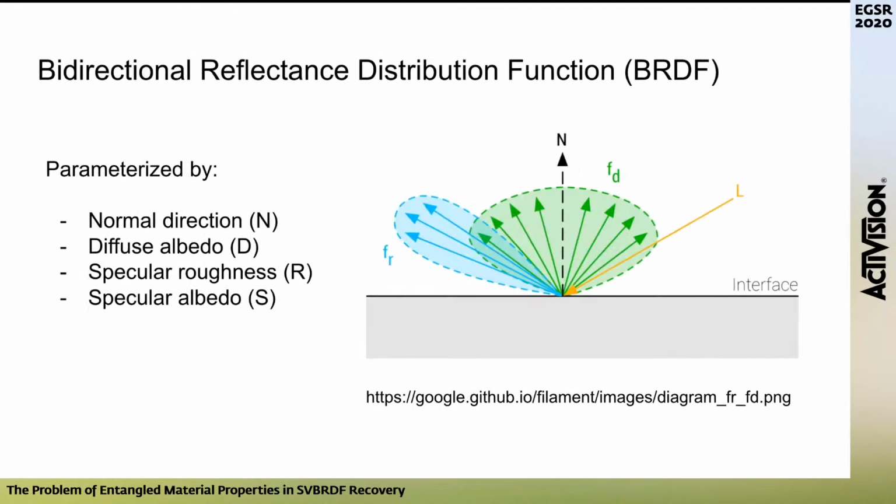The appearance of an object depends on the view, light source, and the way in which light gets scattered by the surface and material of the object. For an opaque surface, this light interaction is modeled by a four-dimensional function called the bidirectional reflectance distribution function, or BRDF for short, which models the output light in any direction as a function of the incoming light in any direction. The BRDF is parameterized by four material properties: normal direction, which we denote by N, diffuse albedo, which we denote by D, specular roughness denoted by R, and specular albedo denoted by S.